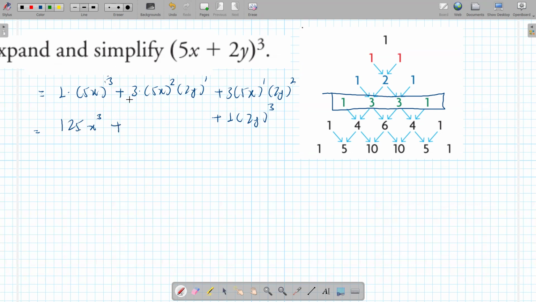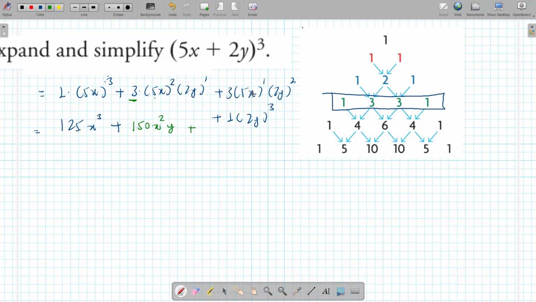It's going to be 3 times 5 squared, so the power of x is x squared, and the power of y is a 1. So those are our variables, and now we've got to look at the numbers. 3 times 5 squared, so that's 25. So 3 times 25 is 75, times 2 is 150. So you group up the numbers together, you group up the letters together. So that's going to be your second term.